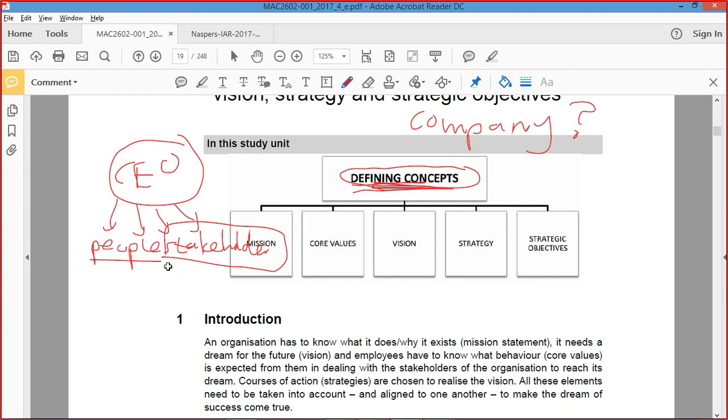Obviously killing period is wrong. We shouldn't be murdering and killing people. But if we're killing a murderer, does that make it right? Do you see where I'm going with that? Yes. So the key here is defining concepts. Why must a company do that? It's because everybody needs to be on the same page. All the stakeholders within the business need to know what the company stands for. That's basically what you're trying to uncover.